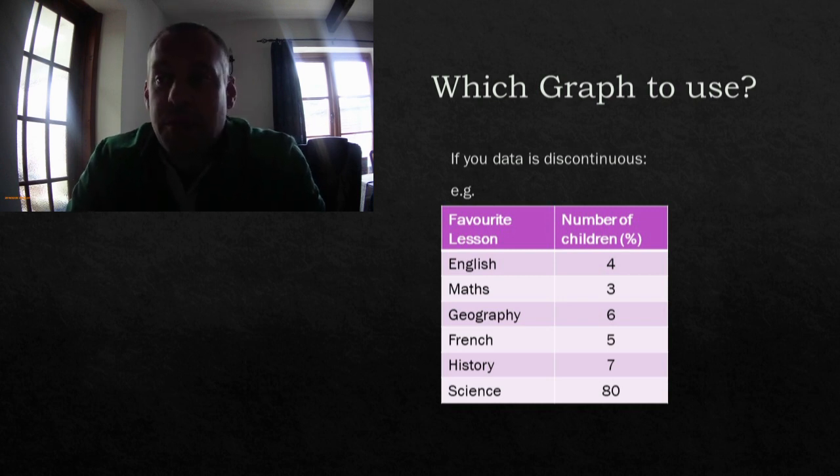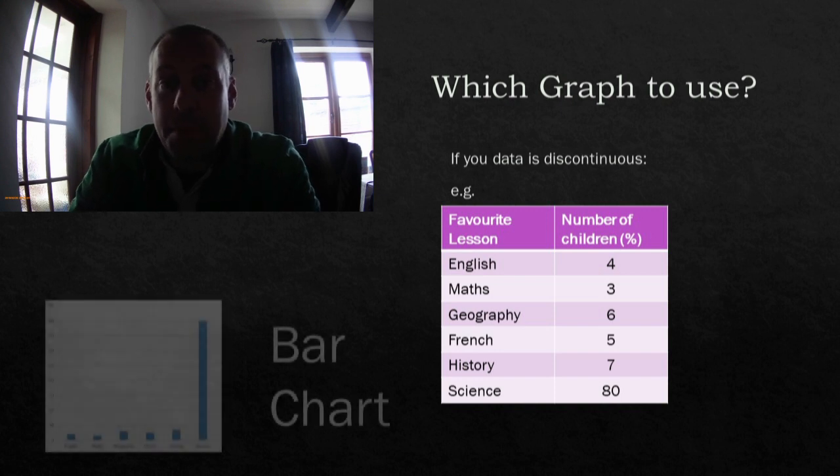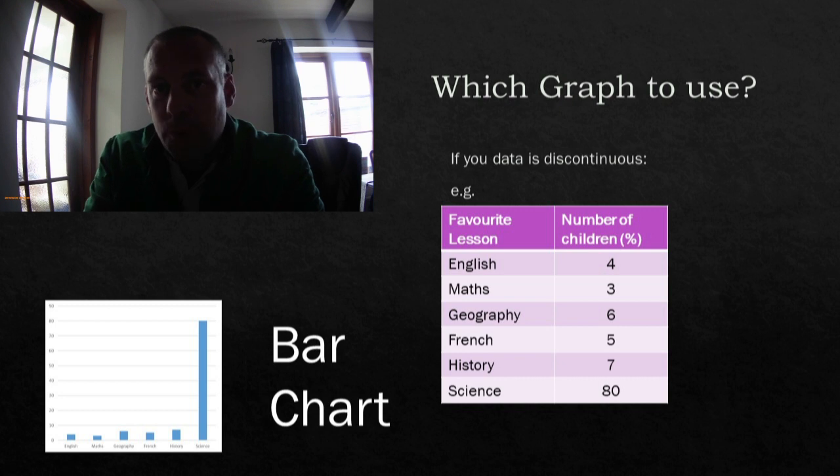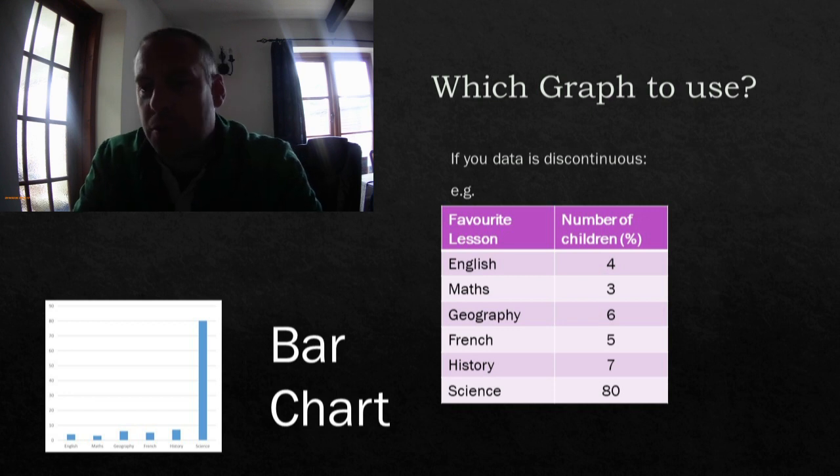Now, why is it discontinuous? It's because they are discrete groups. You're either in English or Maths or Geography, you think one or the other, and they're kind of in boxes. So if you've got this discontinuous data, this data that fits into categories, then the only graph you can do for that is a bar chart, a bar graph. Why? Because each bar represents a different category. There's no linking between the two. There's no kind of following through. You can actually move each of the bars around. It doesn't matter which order they go. You could have had history first or science first or French first.